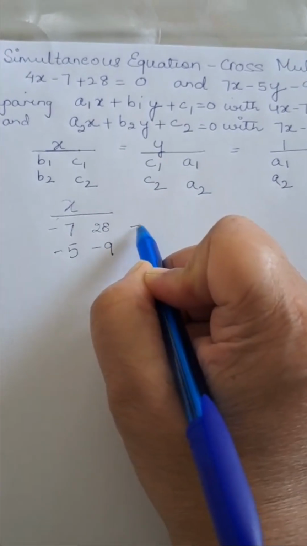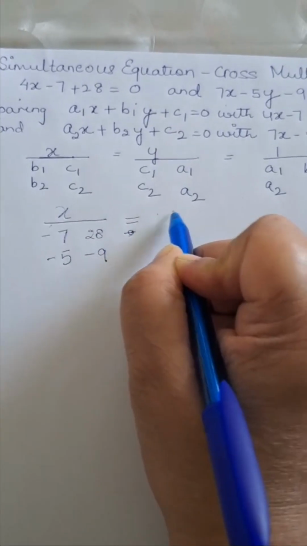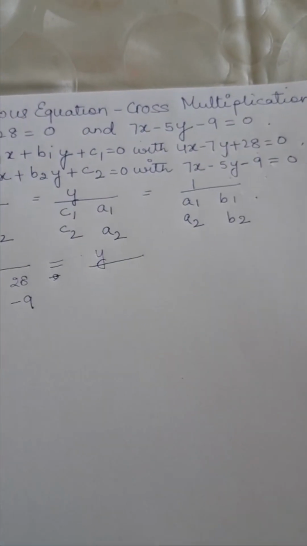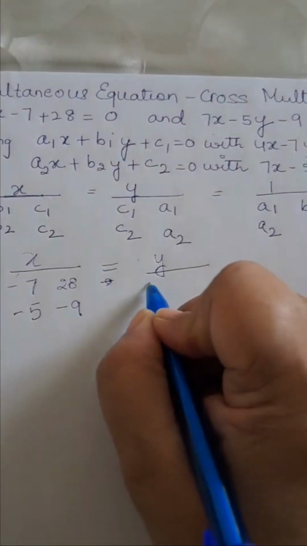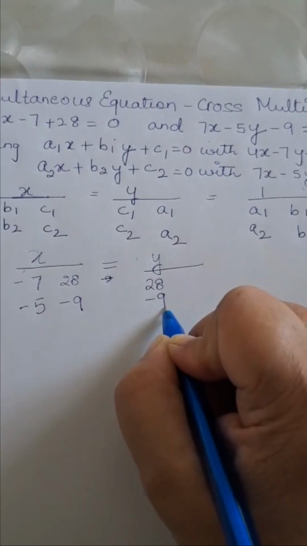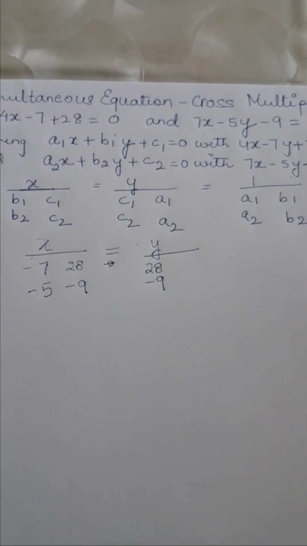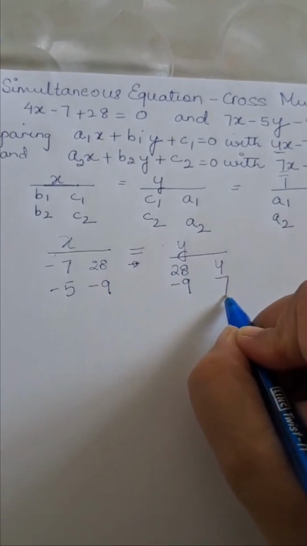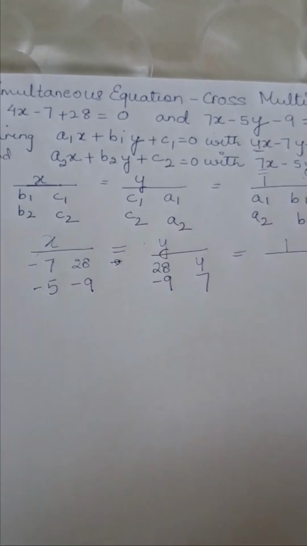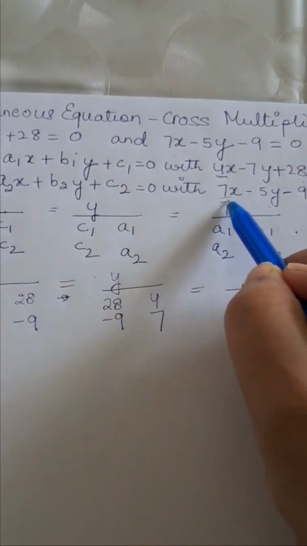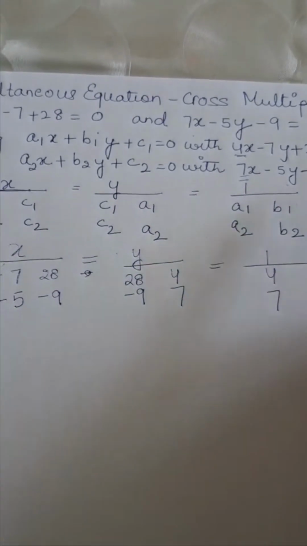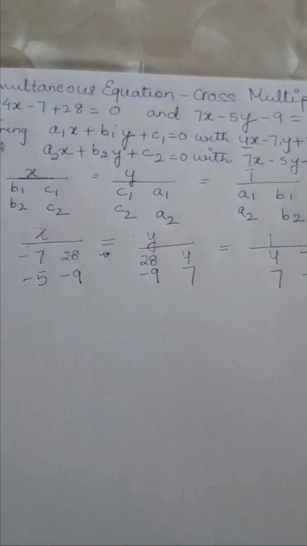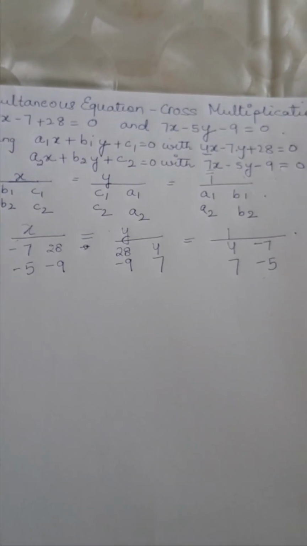Fine. Same way now for y: y upon c1 by c2. c1 is 28 and c2 is minus 9, so 28 by minus 9. And a1 is 4 and a2 is 7, so 4 by 7. Same way, 1 upon a1 which is 4 and a2 which is 7, so 4 by 7. And b1 is minus 7 and b2 is minus 5. Is this clear? Now we will go to the next step.